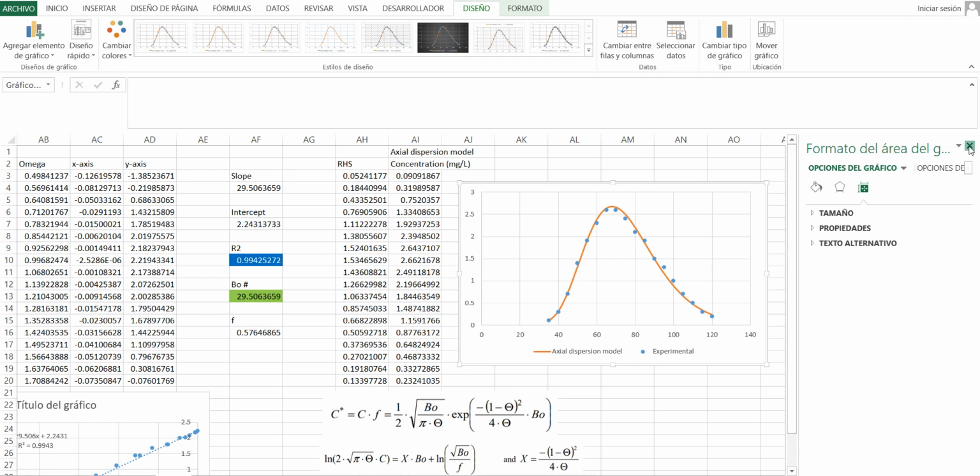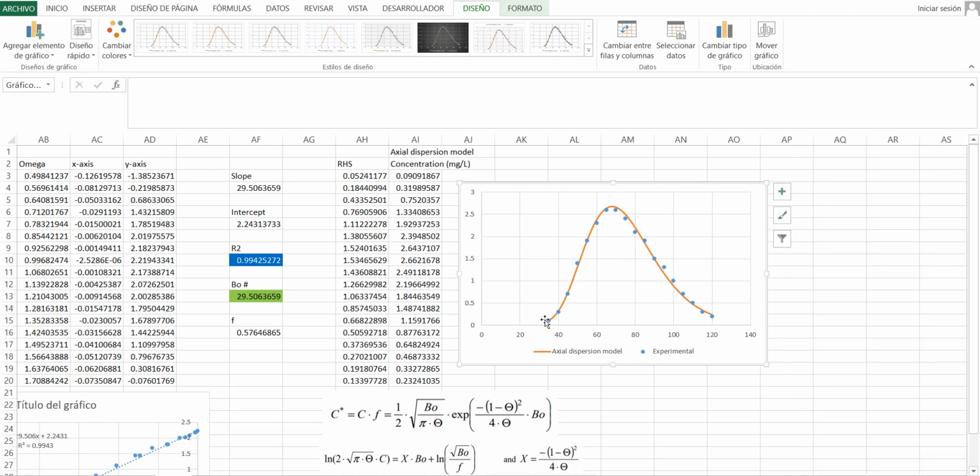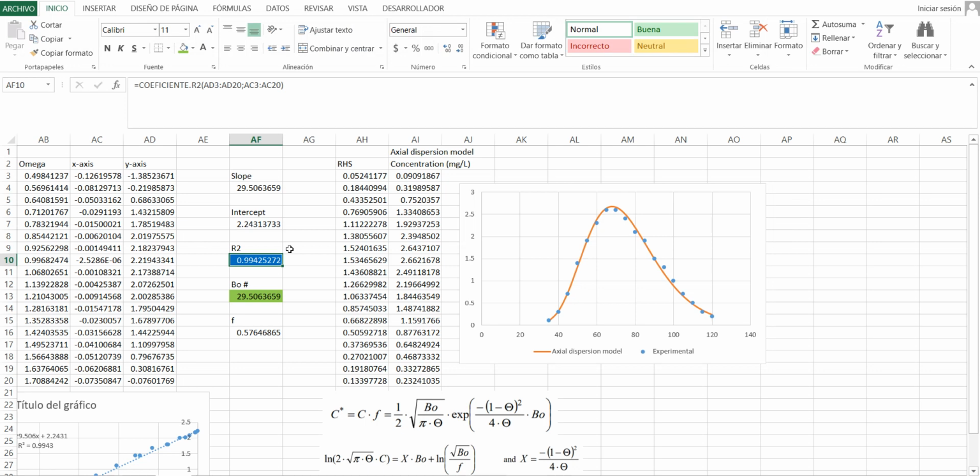We can see that our optimized model fits the experimental data really well. It predicts, as we can see here, 0.99, that would be 99% of the experimental data. So yes, that would be everything for this point.